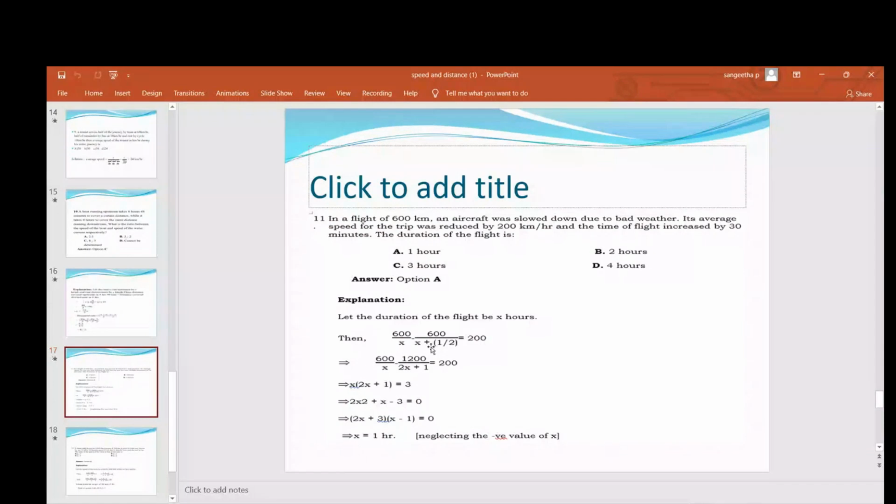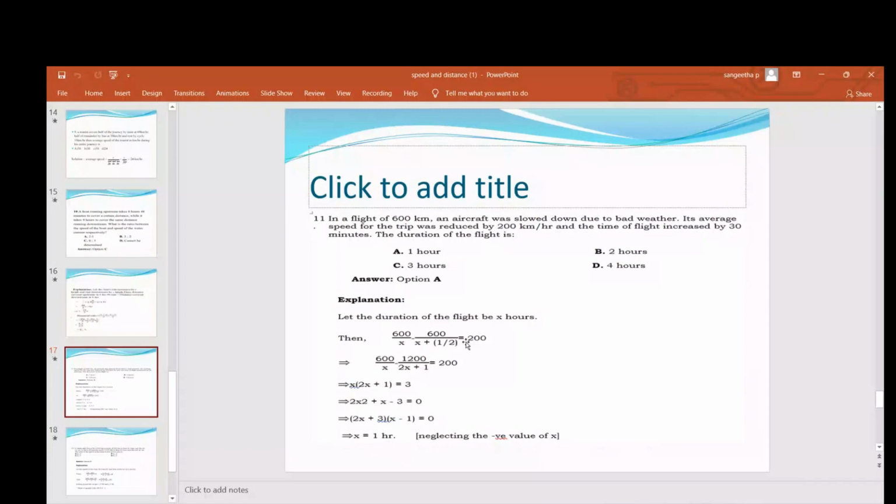30 minutes is nothing but half an hour. So you have to add this x with half an hour. So x plus 1 by 2, and the speed was reduced by 200 kilometers per hour. They have given the data, 200. Next step, you have to take LCM, x plus 1 by 2. So I am taking LCM as 2. So 2x plus 1. Then this denominator 2 is multiplied with 600. So I got 1200. So 600 by x minus 1200 by 2x plus 1 is equivalent to 200.